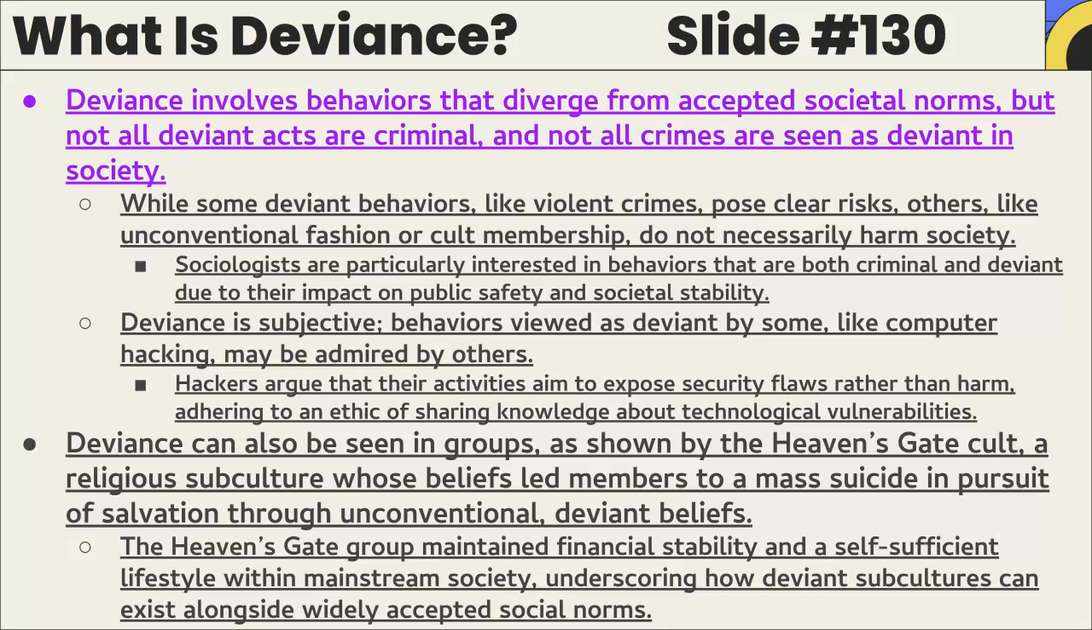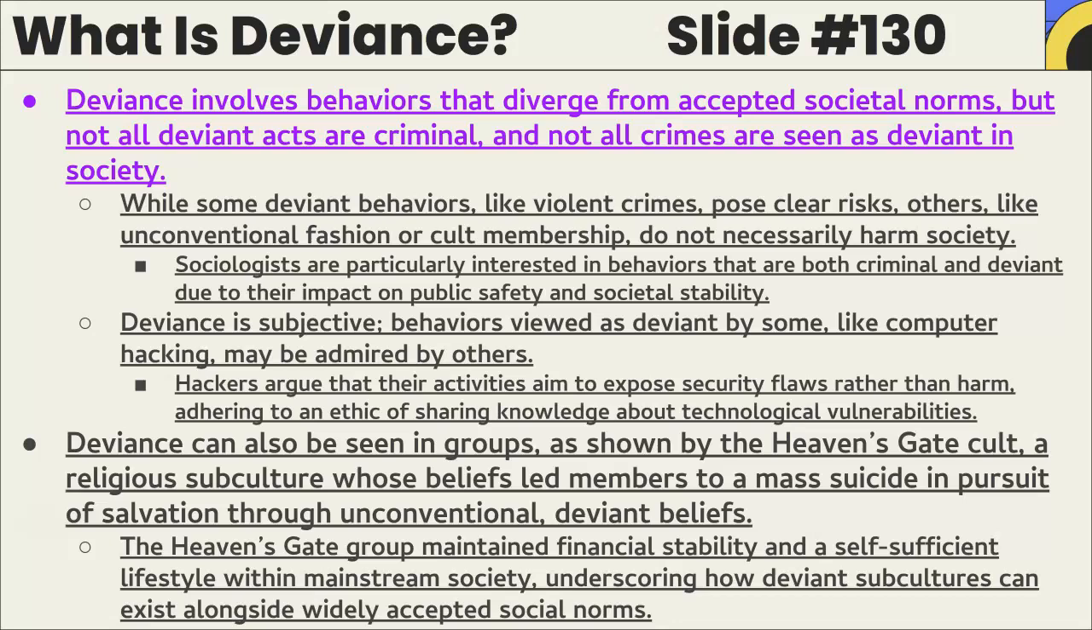So, deviance refers to behavior that does not conform to norms or rules that are accepted by a significant portion of the population in a community or society. It's important to note that no society is strictly divided between those who deviate from norms and those who follow them. Most people break the rules occasionally. While many deviant behaviors, like assault or murder, are criminal, not all deviant actions break the law. For example, choosing unconventional fashion or joining a religious cult might be seen as deviant, but not illegal.